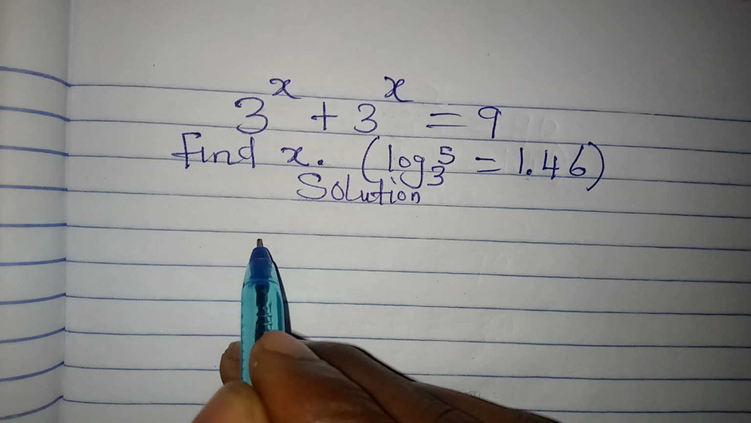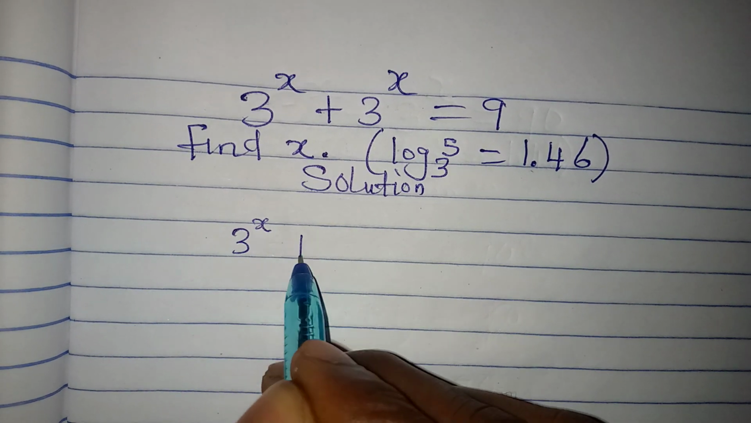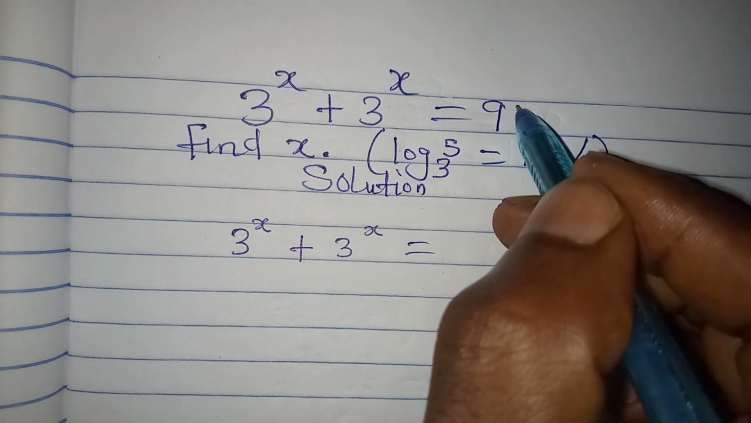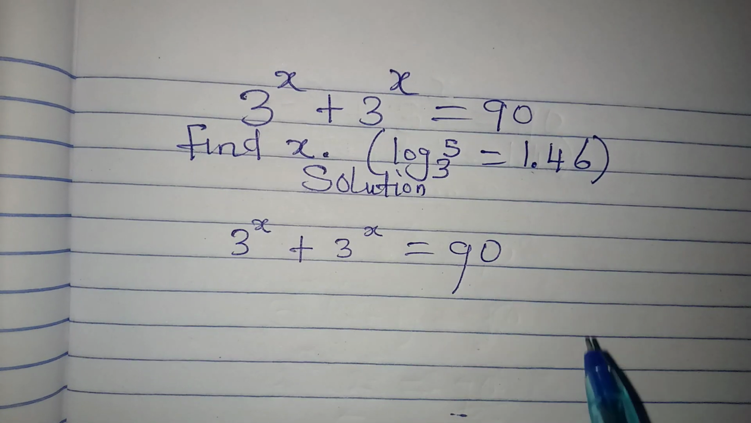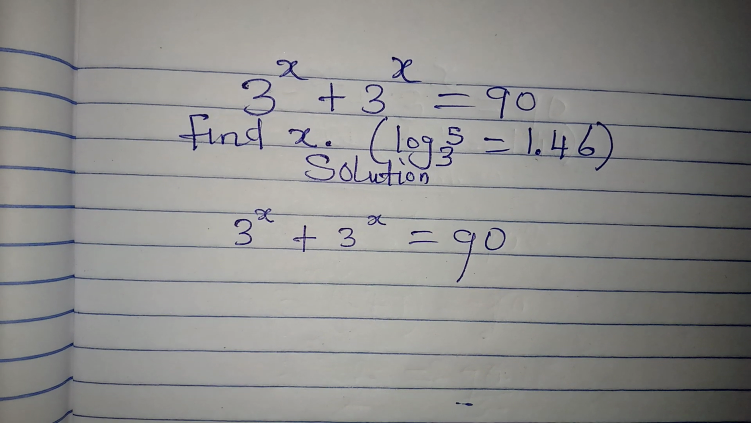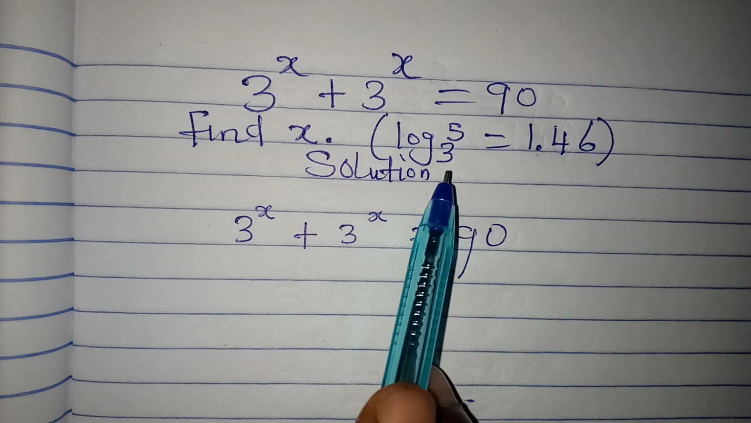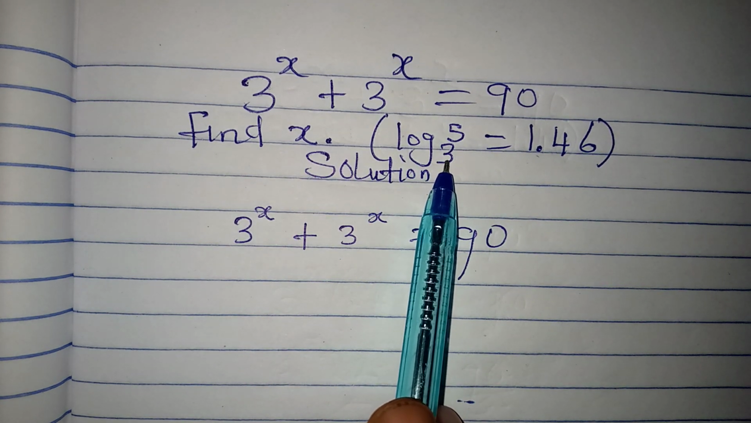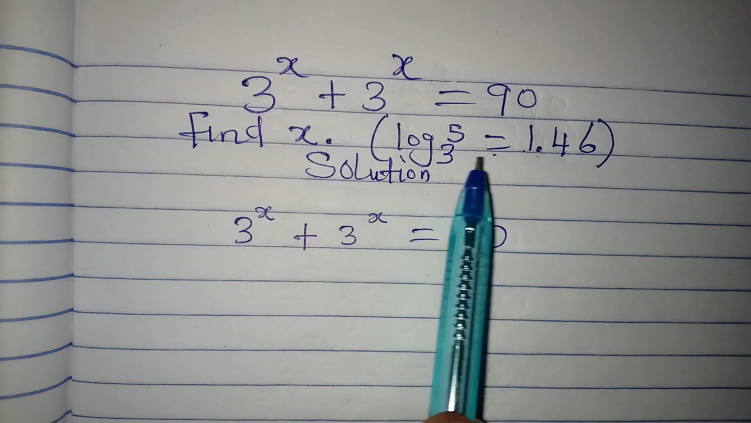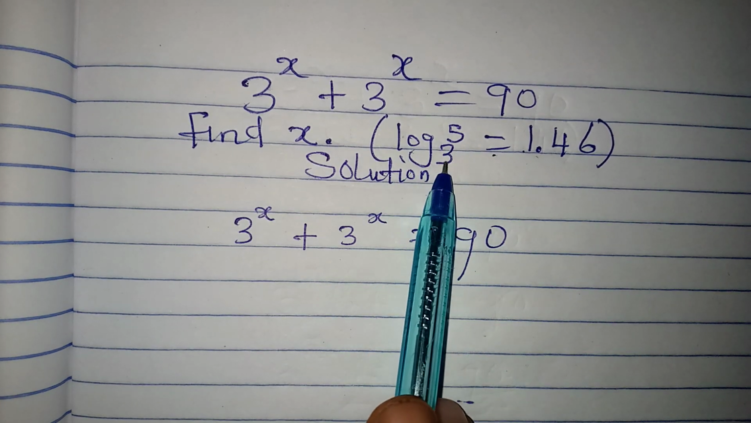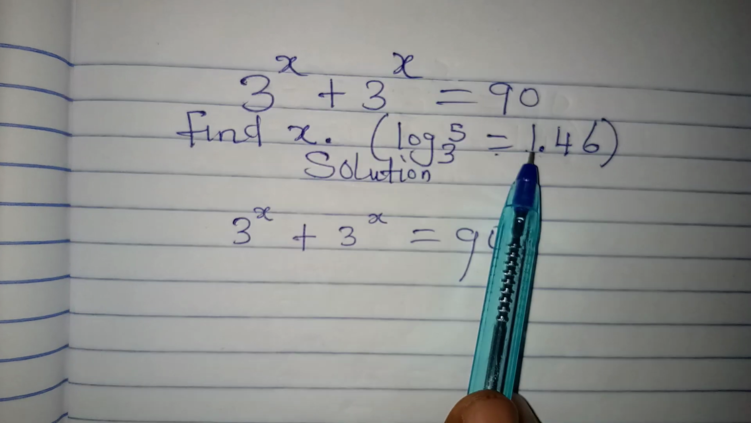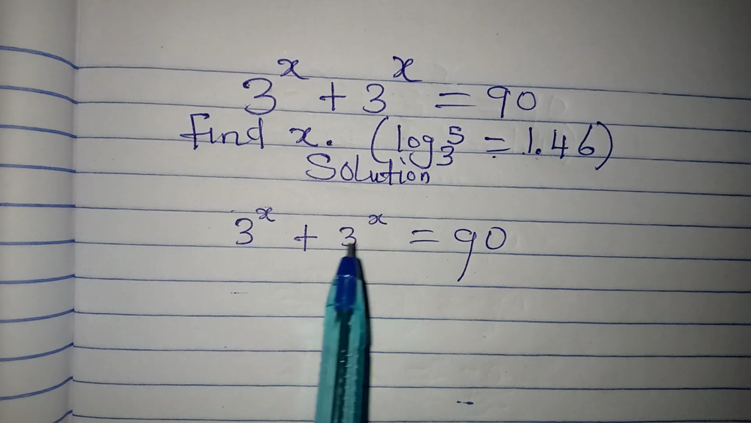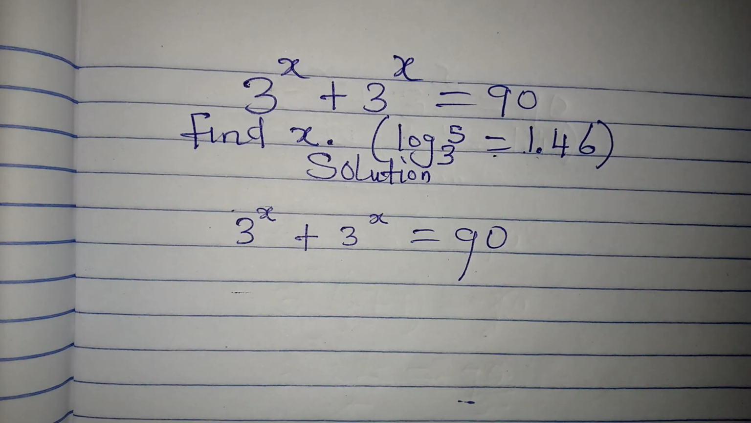Let's solve this problem. We have 3 to the power of x plus 3 to the power of x equal to 90. Okay, so what do we do? The question given before us has log 5 to base 3 equal to 1.46. Therefore, we must get log 5 to base 3, and then we'll substitute 1.46. Now the question is, how do we pick out log 5 to base 3 from this problem?